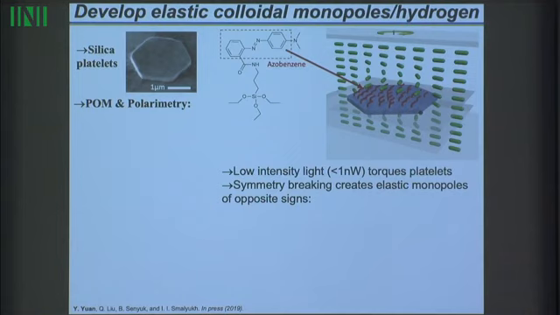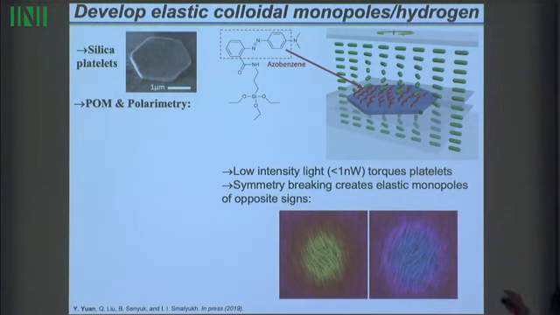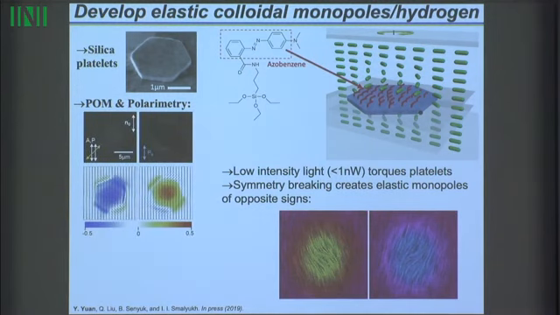And what's very interesting is that the response is amazing. You only need under a nanowatt of light to have a very strong response. And so this now can cause symmetry breaking, and by balancing optical and elastic torques as we rotate these particles, we can induce elastic monopoles. And indeed, here you can see them.